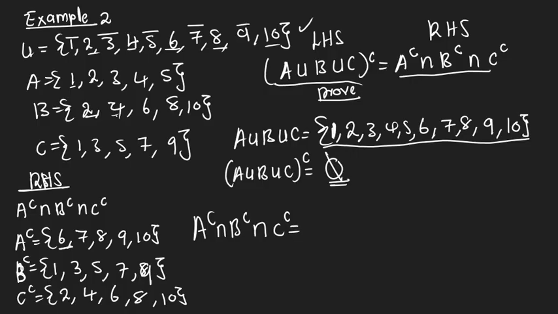We've got a 6 in A complement, but there is no 6 in B complement. We've got a 7, but there is no 7 in C complement. We've got an 8, but there is no 8 in B complement. We've got a 9, but there is no 9 in C complement. We've got a 10, but there is no 10 in B complement. Henceforth, they are not intersecting at any point. That gives us the empty set.